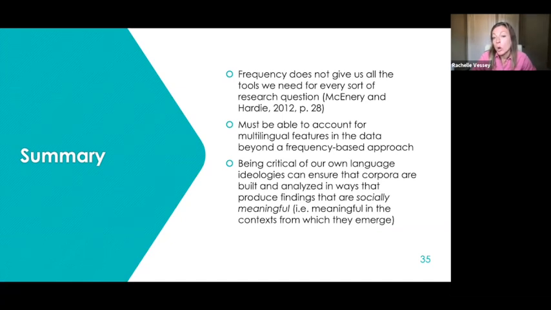And being critical of our own ideologies can ensure that corpora are built and analyzed in ways that produce findings that are socially meaningful. So they're meaningful in the context in which they emerge. And that will depend from one context to another. You can't assume that things will be meaningful of the same quantities or sizes and different rates of diversity in different contexts.